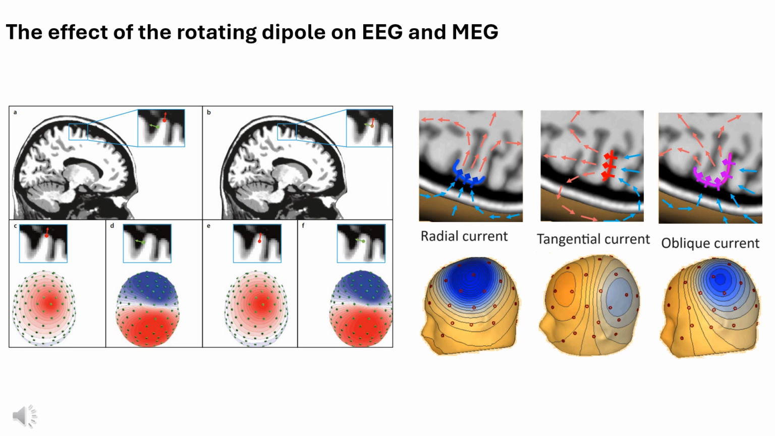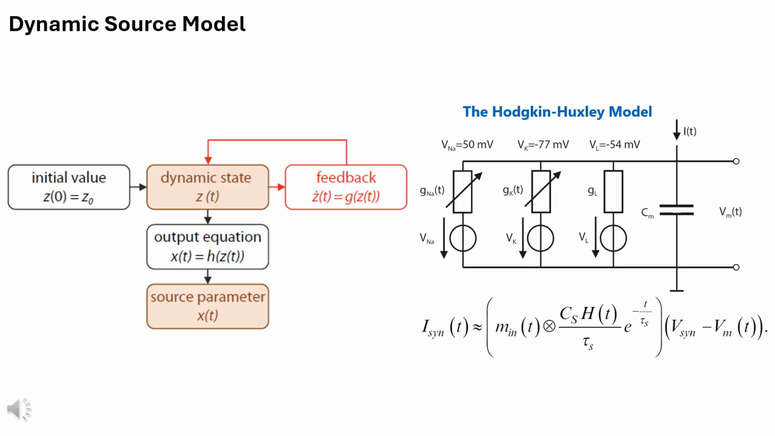These currents create the typical 3D voltage topographies on the scalp related to the cortical convexity in the radial case, in the depth of a sulcus in the tangential case, and the more common case of an oblique net current involving both superficial and sulcal cortex. Dynamic source modeling is a behavior modeling approach for neurons based on feedback principles.